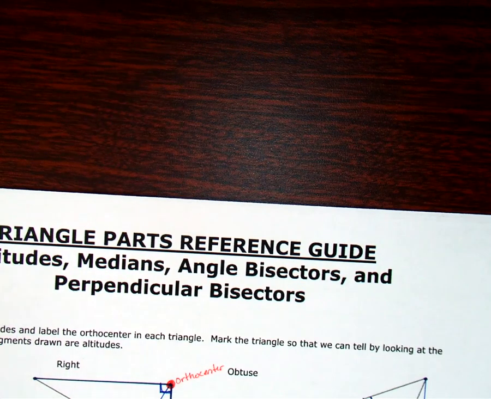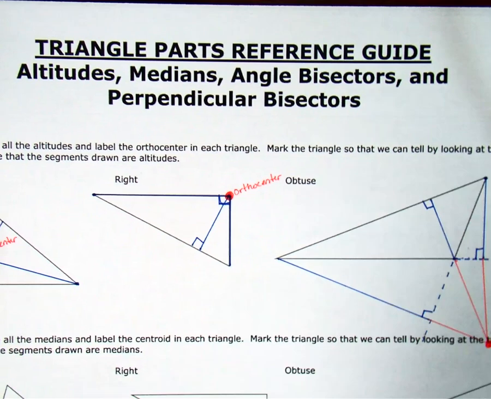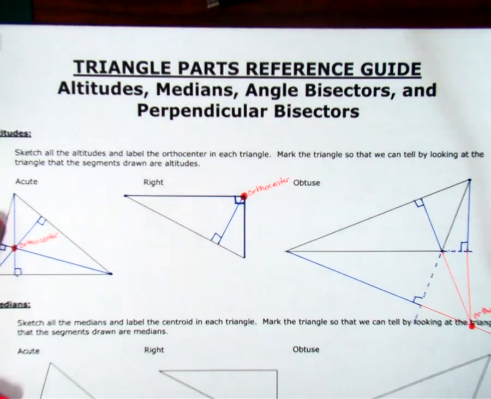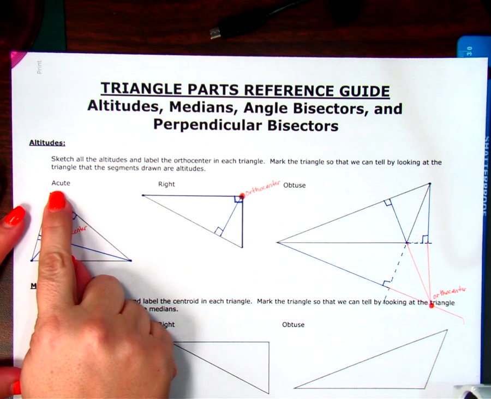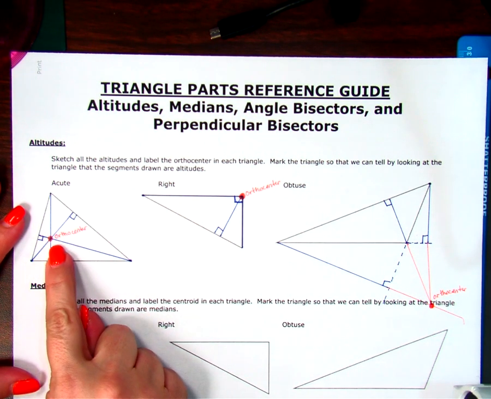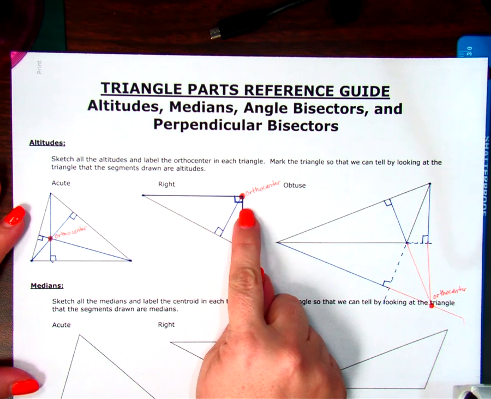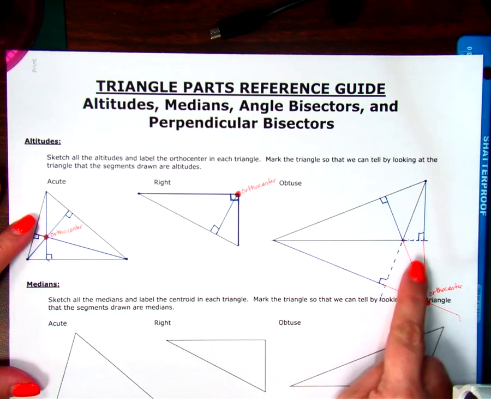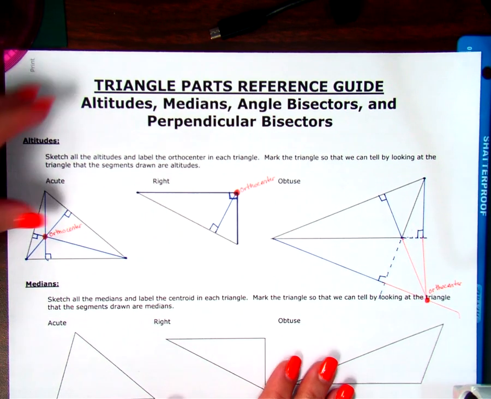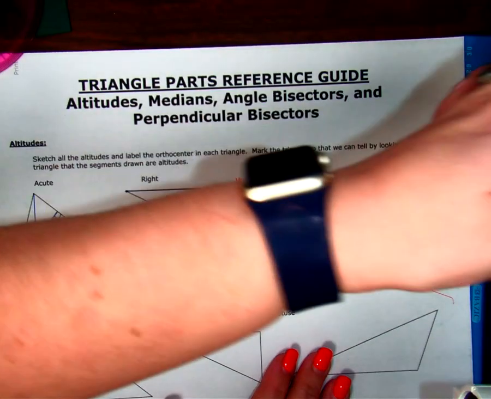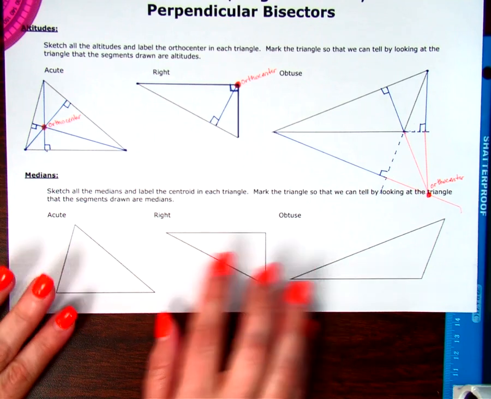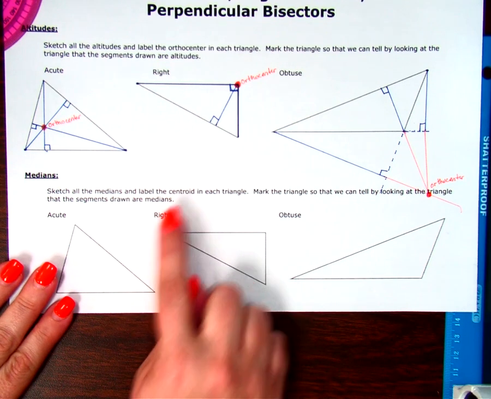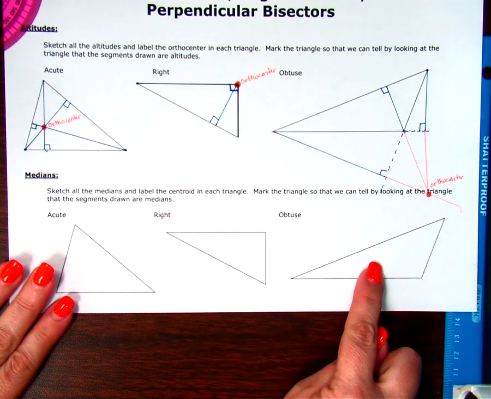Okay, let's go ahead. I'm going to get out the sheet that we did, if you remember, in the last lessons. We found the altitudes of an acute triangle to find the orthocenter, a right triangle to find its orthocenter, and an obtuse triangle to find its orthocenter. So now we're going to switch to finding the medians and seeing if we can find the centroid for each one of these triangles.